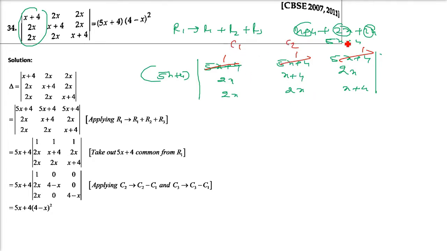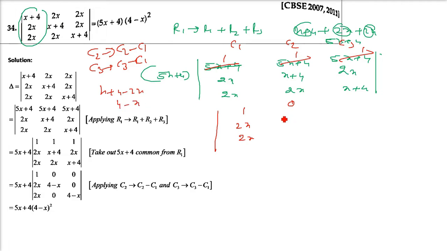What do we do? Now column 1, column 2, column 3. Column 2 will change to column 2 minus column 1, and column 3 will change to column 3 minus column 1. So first column will remain the same, 1, 2x, 2x. 1 minus 1 is 0, x plus 4 minus 2x, it will be 4 minus x. 2x minus 2x is 0. And now C3 minus C1 we are doing. This is going to be 0, 2x minus 2x, and x plus 4 minus 2x is 4 minus x.